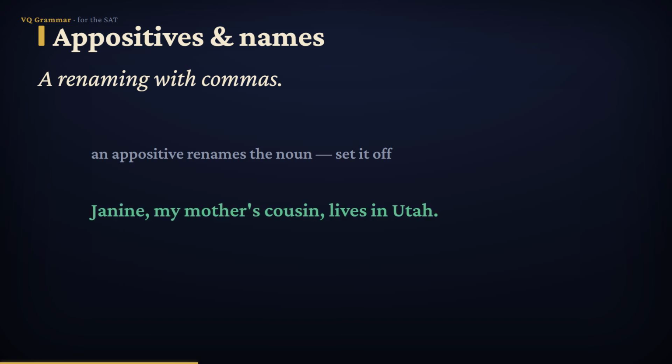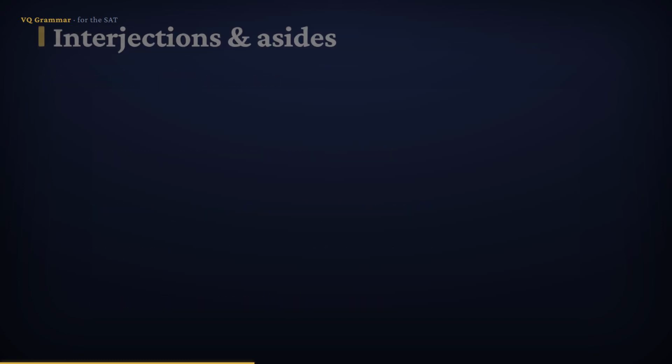A very common non-essential element is the appositive, a phrase that renames the noun beside it. Janine, my mother's cousin, lives in Salt Lake City. The phrase, my mother's cousin, simply renames Janine, so it gets a comma before and a comma after. Same with: John F. Kennedy, a former president, was born in Massachusetts. The renaming sits inside two commas. We already know who Janine and Kennedy are, so the renaming is extra, and extra means commas.